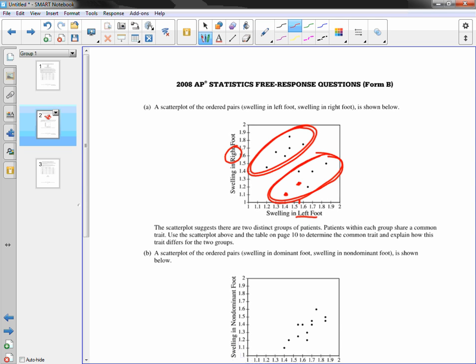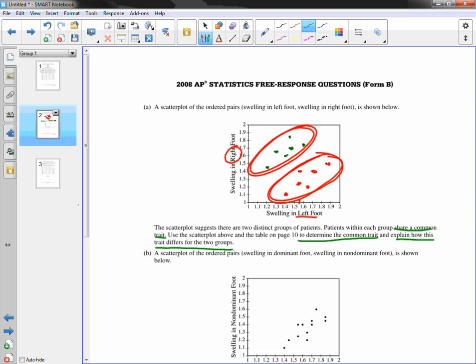1.65 and then 1.20 is the next one. So that would be this, and that person is left foot dominant as well. And as you go through that chart, the thing that you figure out is that all of these dots right here are from people who are left foot dominant, and all of these dots right here are from people who are right foot dominant. So what we can conclude is the trait that distinguishes the two groups. It wants you to use the scatter plot above to determine the common trait and explain how this trait differs for the two groups.